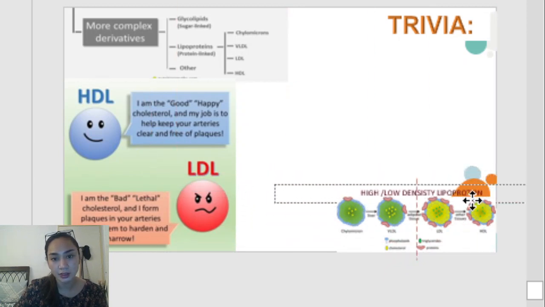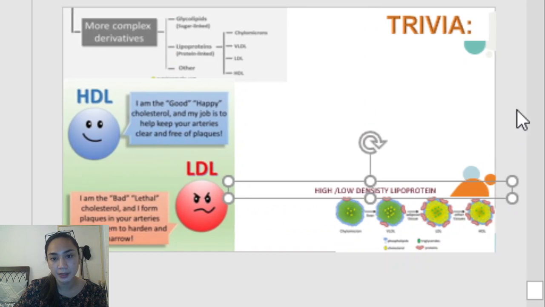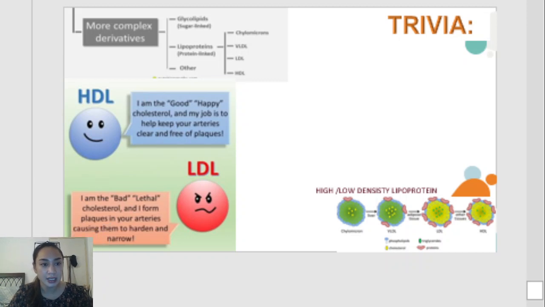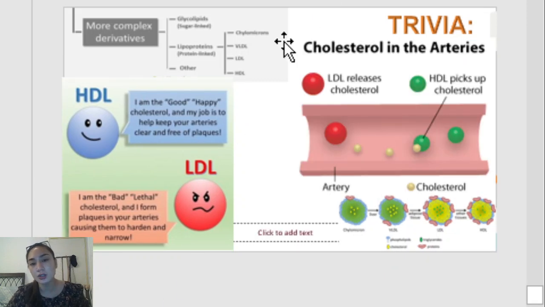So, lalagay ko dito na lang sa tabi. The LDL, I am the bad, lethal. So, nakakamatay, cholesterol, and I form plaques in your arteries, causing them to harden and narrow. So, ganito yung itsura niya, cholesterol in the arteries.